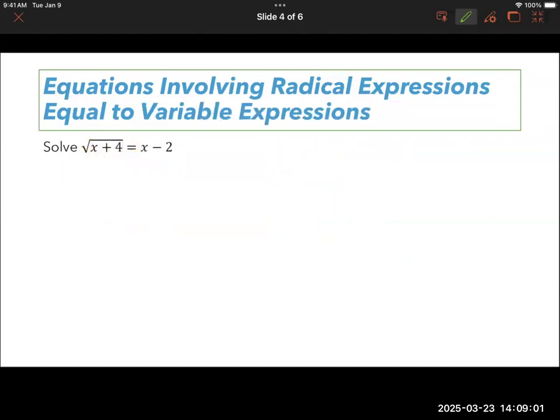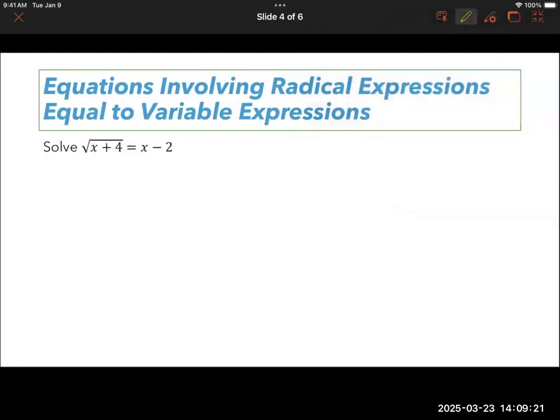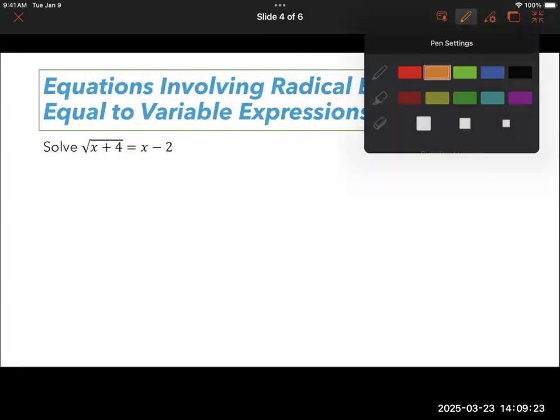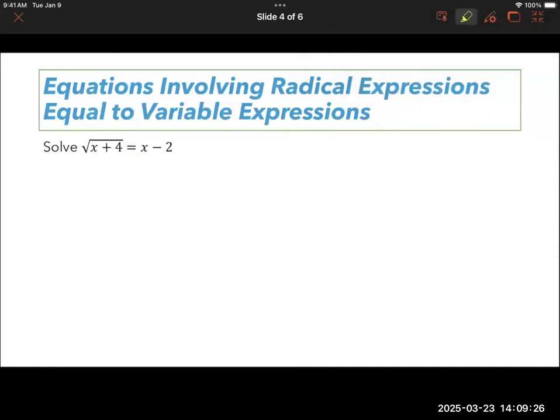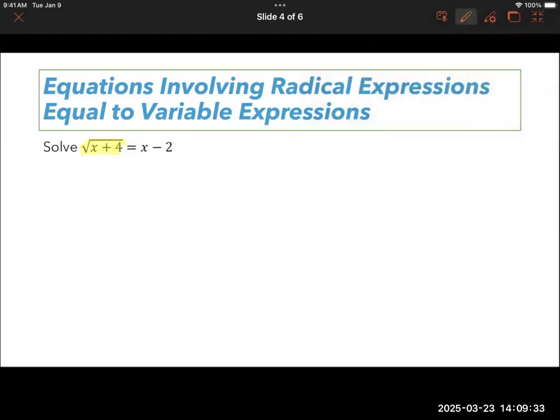Now, what if we have a radical, but when we get it isolated, it's actually equal to a variable expression? So as you can see in this example, we're being asked to solve the square root of x plus 4 and see what makes that equal to x minus 2. In this case, we already have the radical isolated on the left side. But instead of just being equal to a constant value, it's equal to a variable expression.